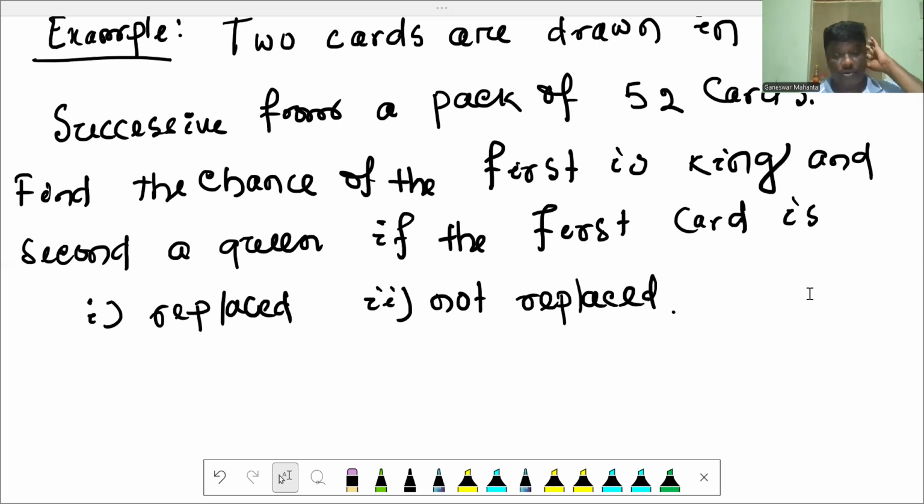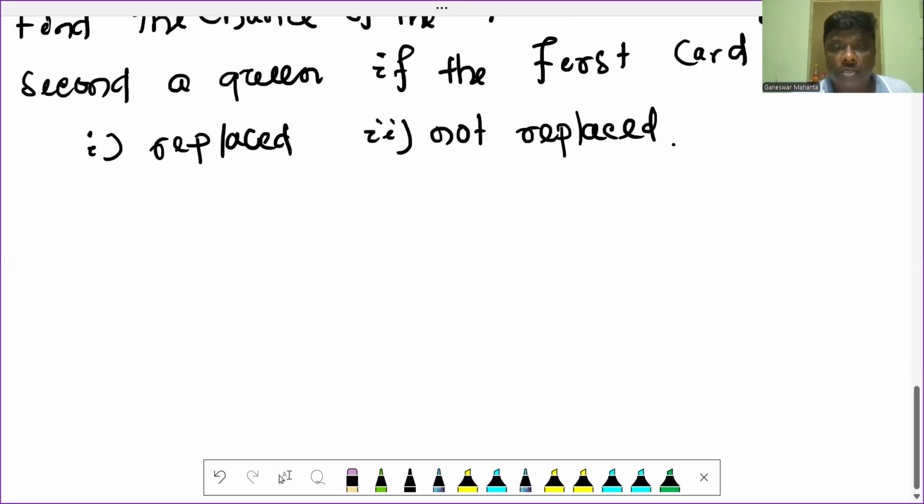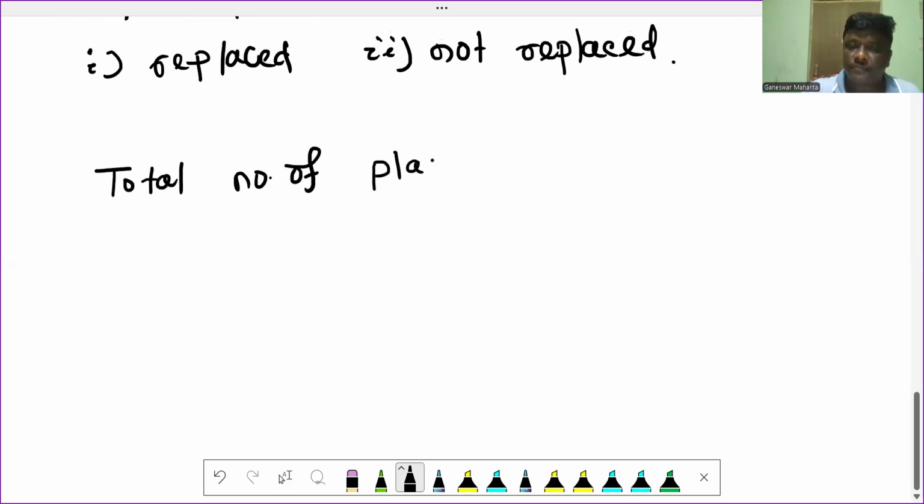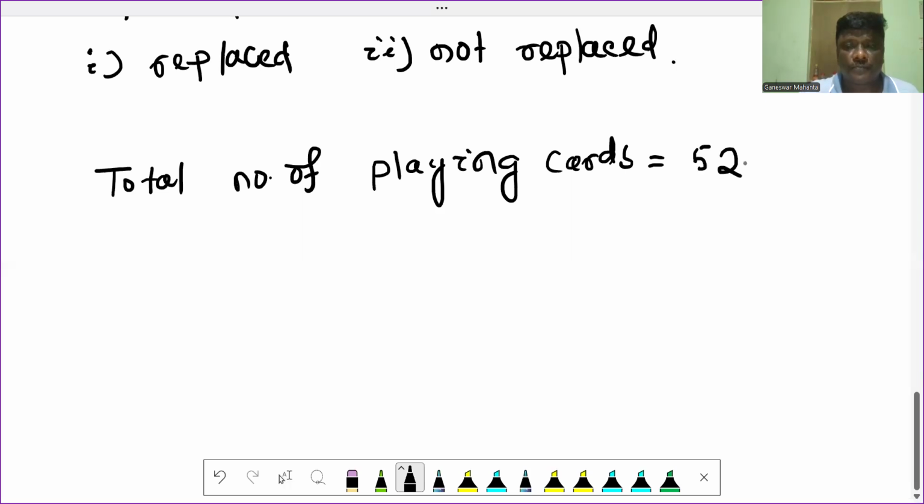So just to remember, in playing cards the total number of cards is 52. In playing cards, the available total number of cards is 52, right? Total number of playing cards, and that is 52.